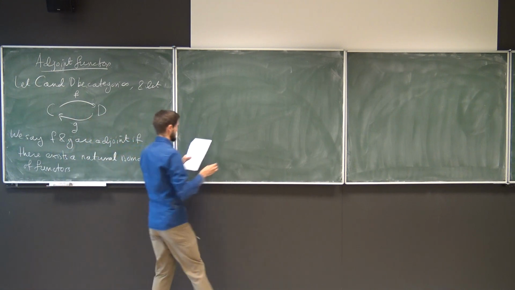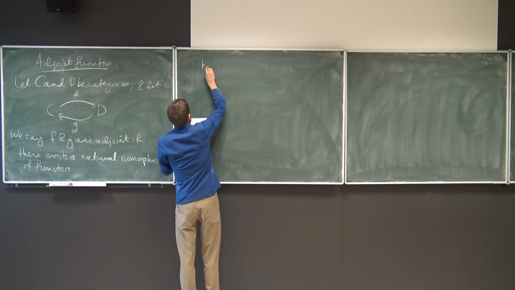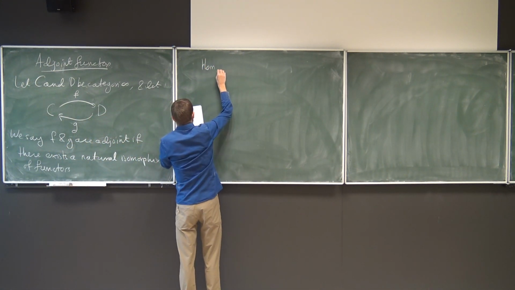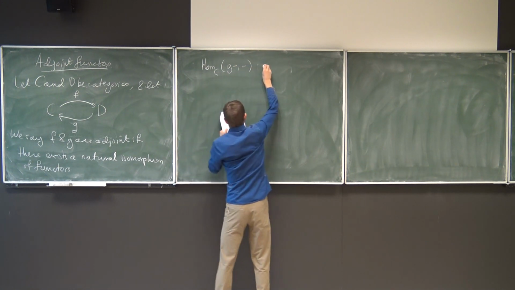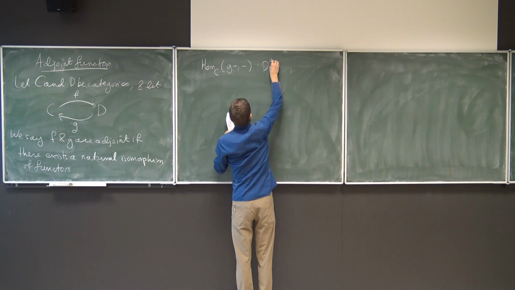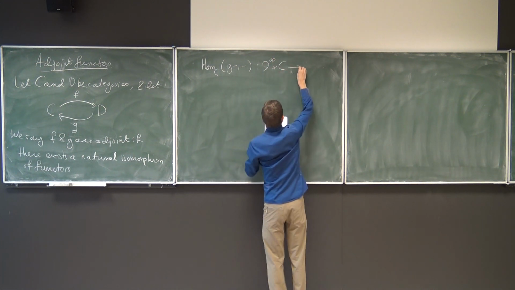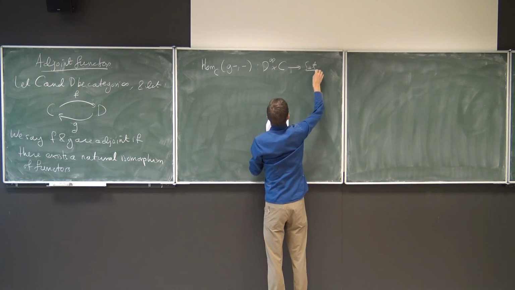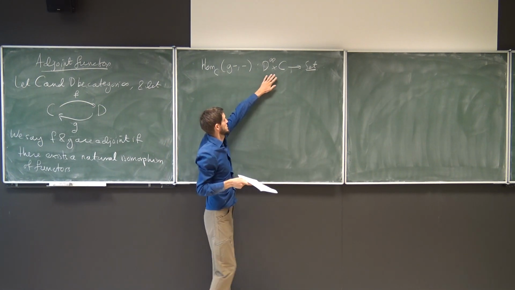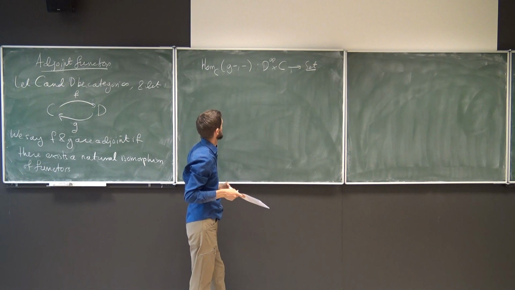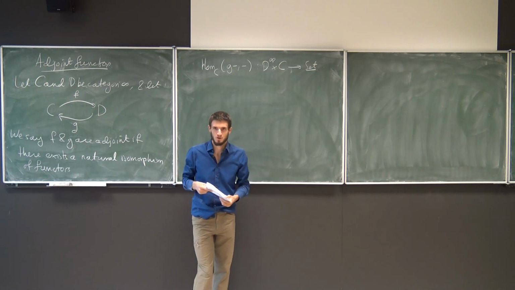Okay, so let's write down the two functors. We have hom in the category C from G of d to c. This goes from D op across C to Set. Okay, so what's this functor doing? So I take this product here. Have we defined products of categories? I think not. What should I say about this?